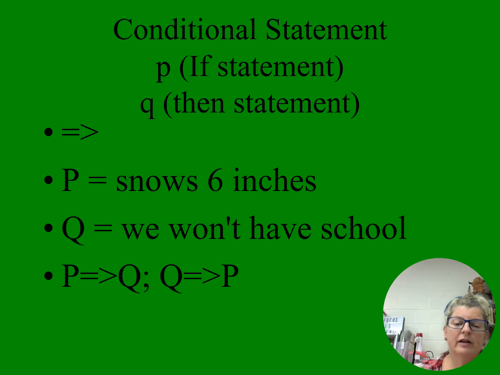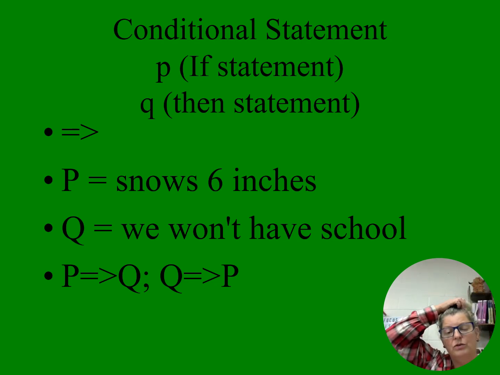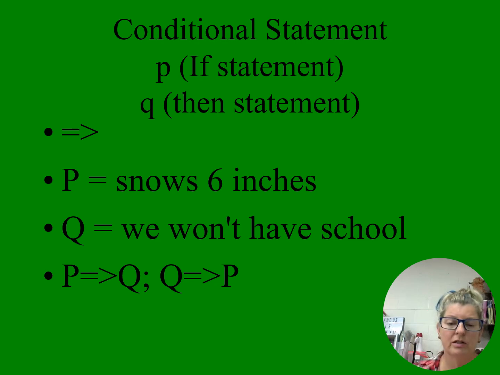If I say P actually represents the words snow 6 inches and Q actually represents the words we won't have school, then here is your statement. We have P to Q. Think about it this way: if it snows 6 inches, then we won't have school. Whereas the other statement says, if we don't have school, then it snows 6 inches. Now one of those statements is true, the other would be considered not true, because we could not have school and it could be less than 6 inches as well.